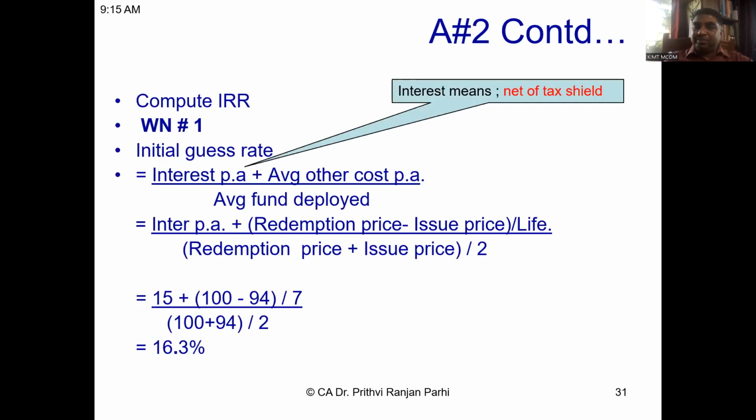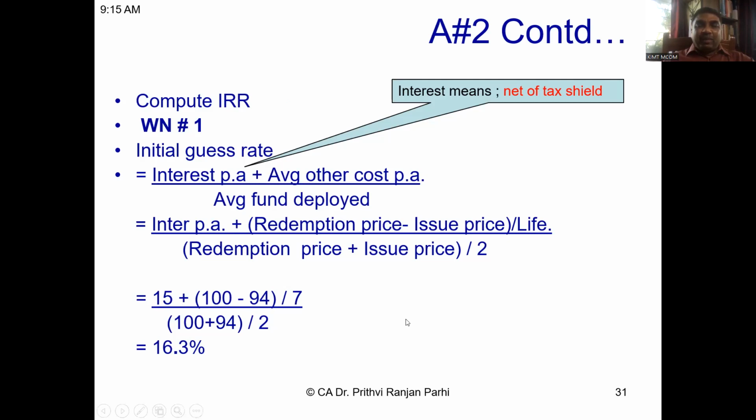But there is a shortcut formula to compute cost of debt. The shortcut formula is like this: interest per annum plus average other cost per annum divided by average fund deployed. Interest per annum, 15 rupees is paid per annum. And what is the average cost per annum? Redemption price minus issue price. The bond will be redeemed at 100 rupees, issued at 94 rupees. So there is a loss of 6 rupees. That has to be divided across the life of the asset. So 100 minus 94 divided by 7.